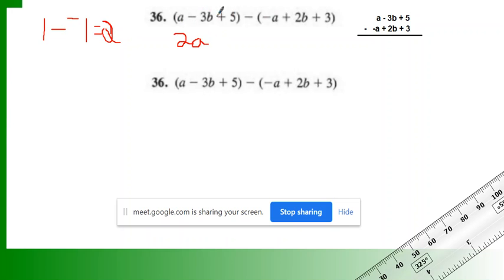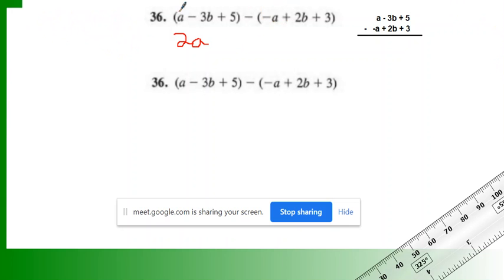All right, what is negative 3b minus 2b? So Ray, could you please pick a girl for this one? What is negative 3b minus 2b? Any girl will do.